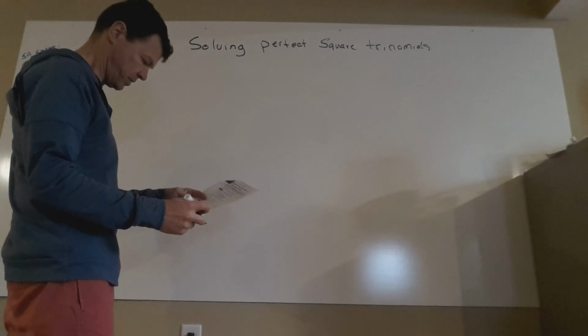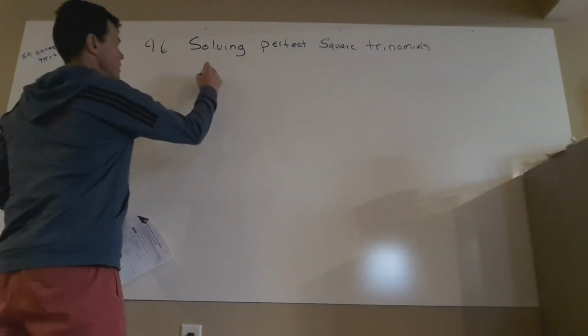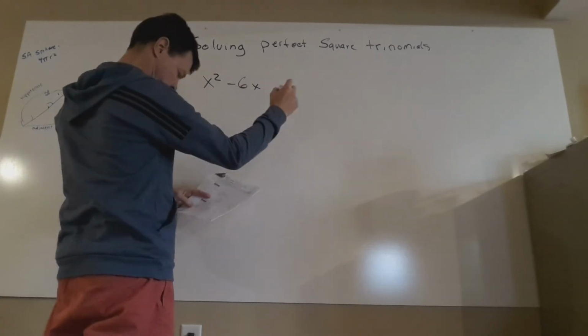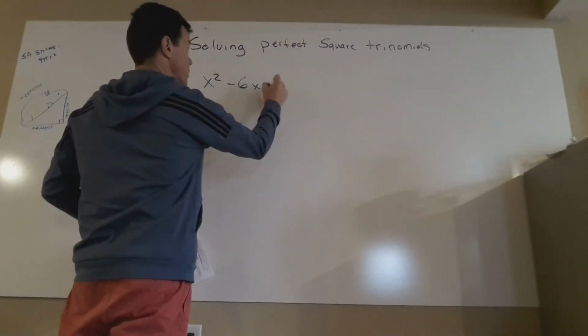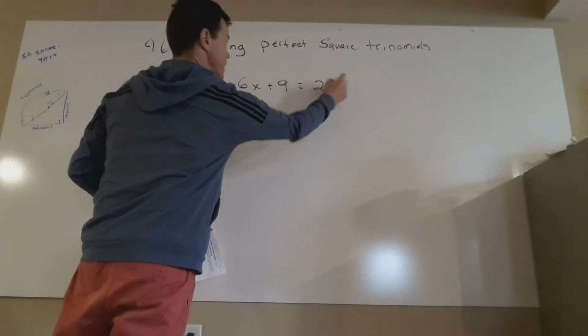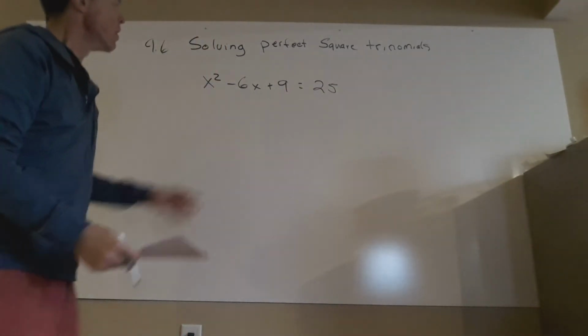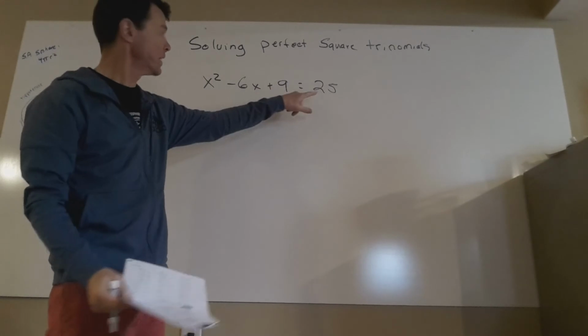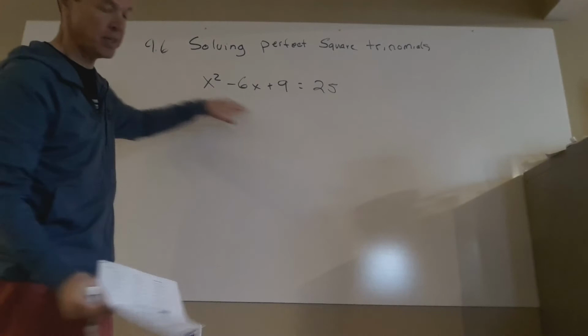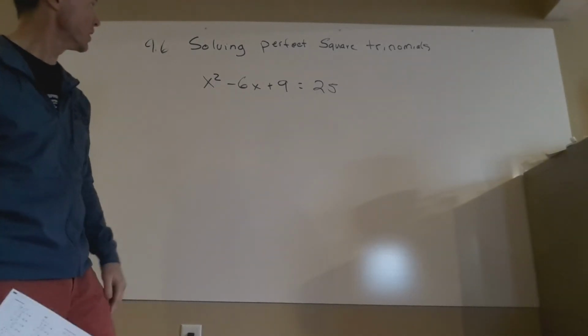All right, so let's go with this. x squared minus 6x plus 9 equals 25. Instead of equaling 0, this thing is equal to 25. But first check to see if this first part here is a perfect square trinomial.